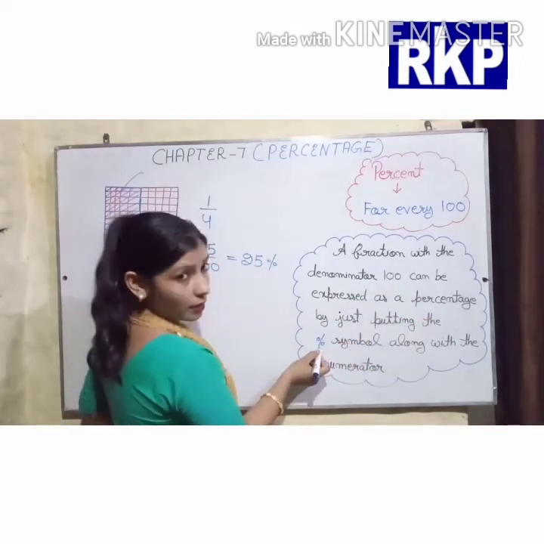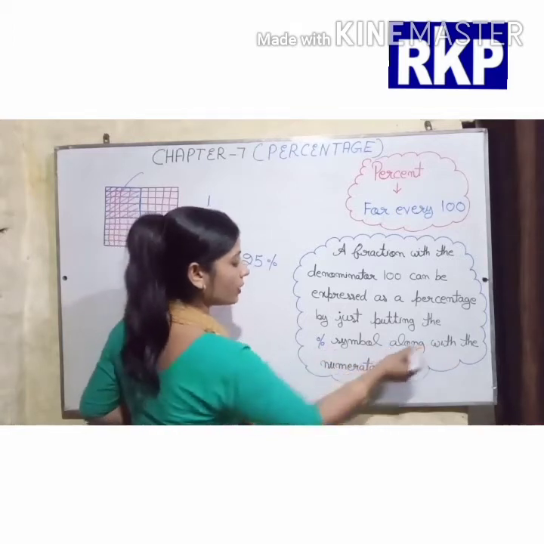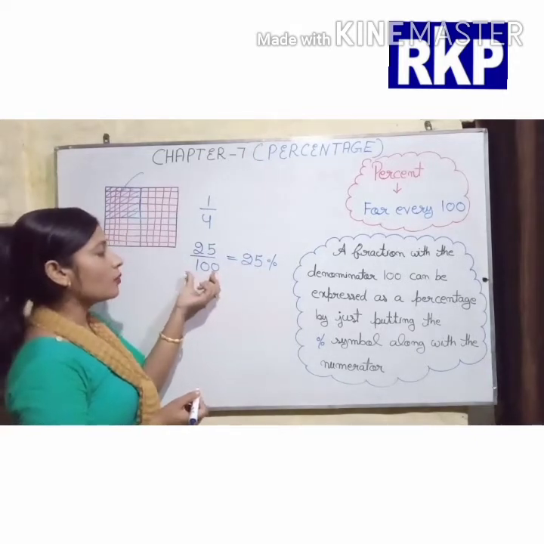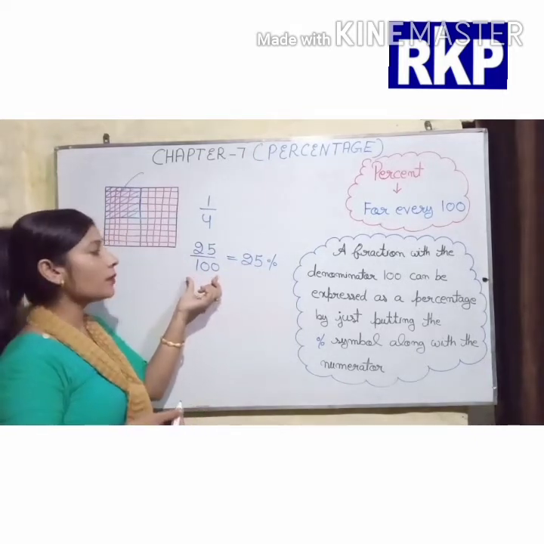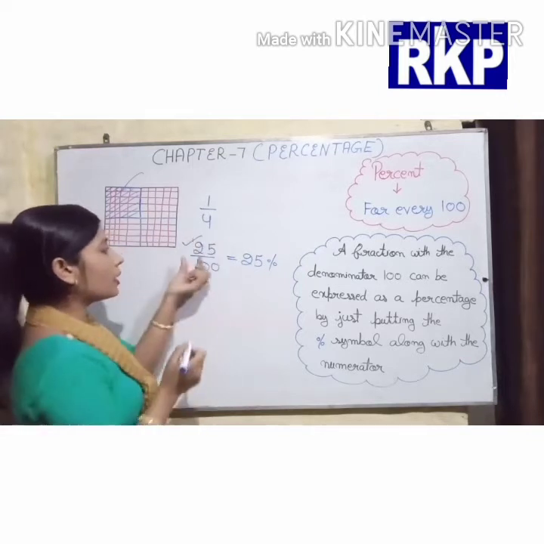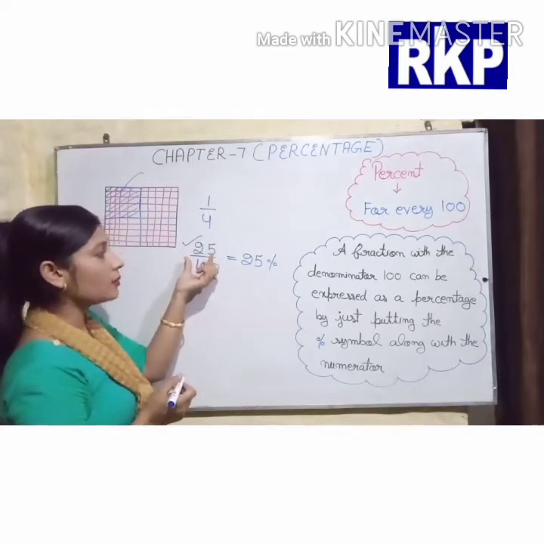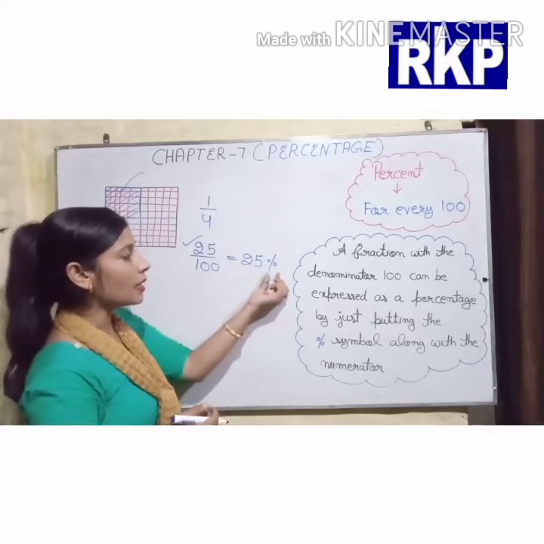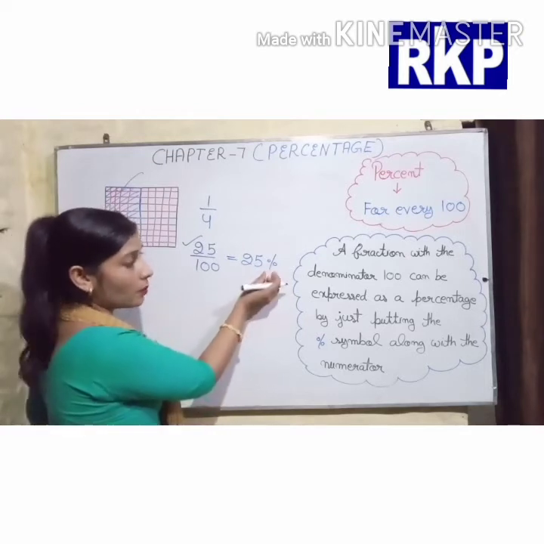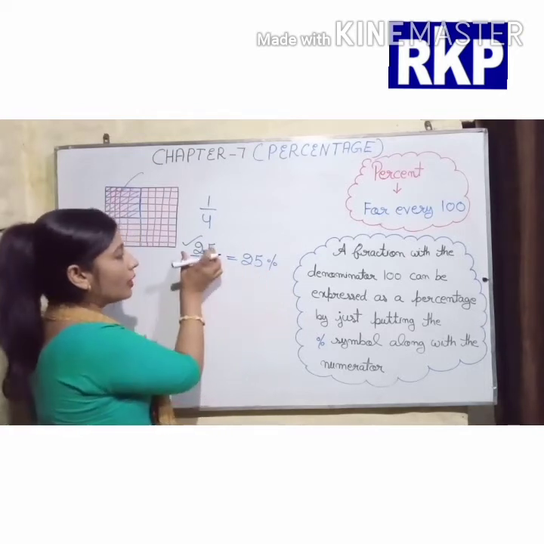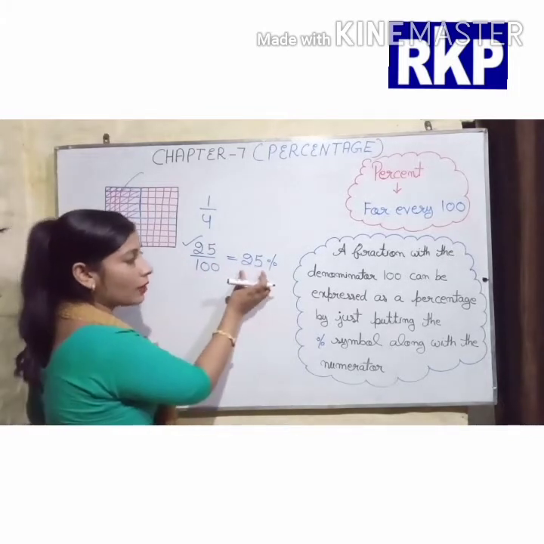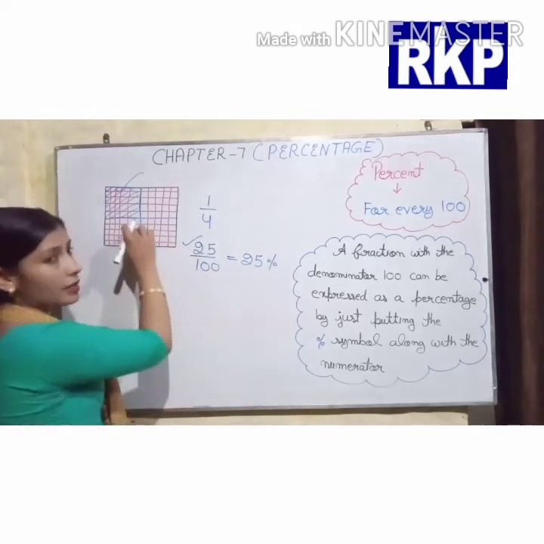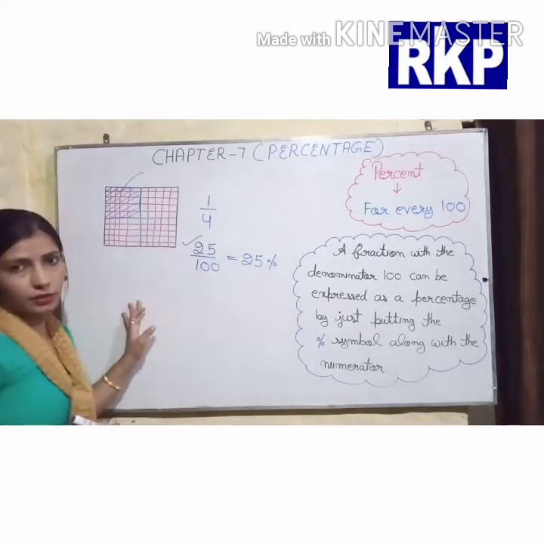But why beta? Because a fraction with the denominator 100 can be expressed as a percentage by just putting the percentage symbol along with the numerator. So here we have a fraction which has 100 as a denominator, and 25 is the numerator. So how can we write 25, and what do we put with it, beta? The symbol of percentage. So 25 by 100 means 25%. So you will eat 25% of this chocolate.